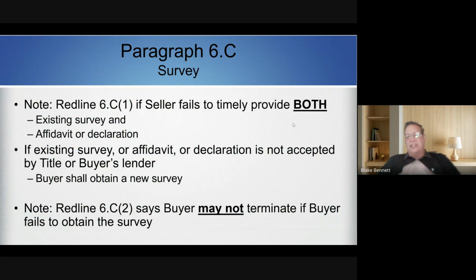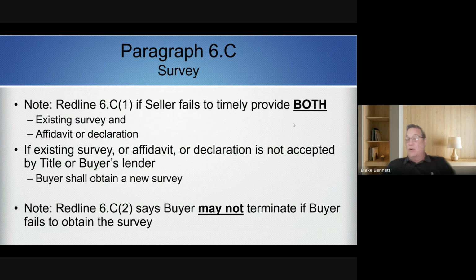The red line of 6C1 says if the seller fails to timely provide both the existing survey and the affidavit or declaration, or if the existing survey or affidavit or declaration is not accepted by the title company or buyer's lender, buyer shall obtain a new survey. So if you've got your T47 and the existing survey, the seller is going to timely provide it. If they don't, yes, buyer can get out.